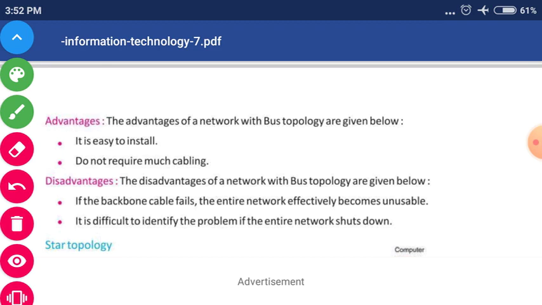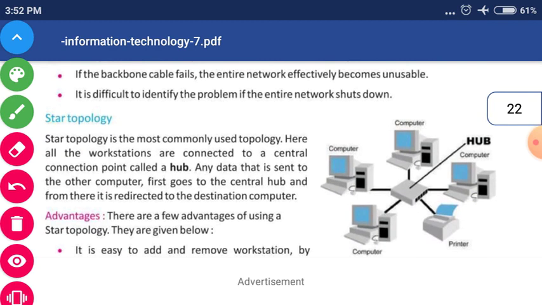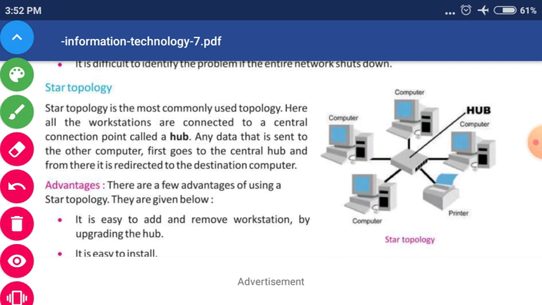Also, it is very difficult to identify where the problem is caused. The next topology is star topology. Star topology is the most commonly used topology, which is generally used everywhere.